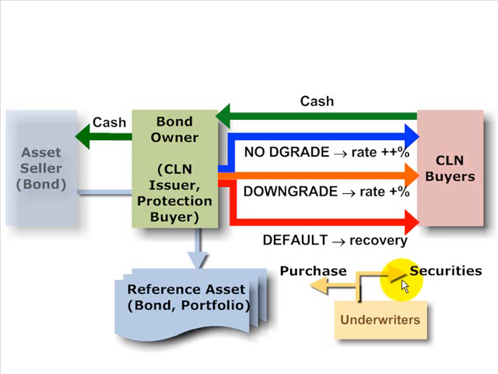The underwriters will issue securities to the investors or the CLN buyers in exchange for their immediate purchase price or contribution of the initial purchase. So this goes to the bond owner, and this represents the key difference between the credit-linked note and the credit default swap. These buyers have paid for this bond up front, so we say this credit-linked note is funded, unlike the credit default swap, which was unfunded, and we'll see what that means in just a second.